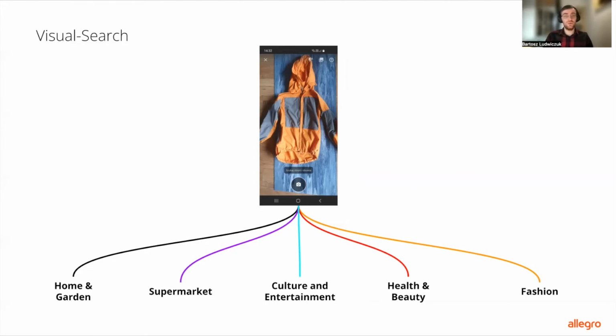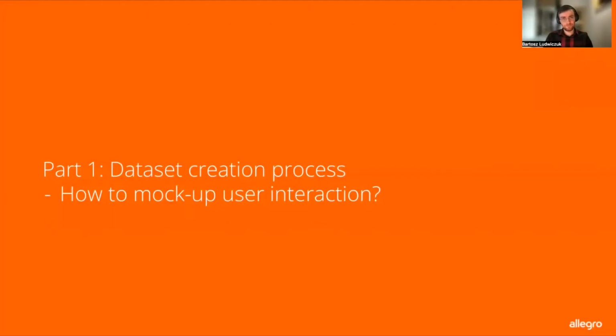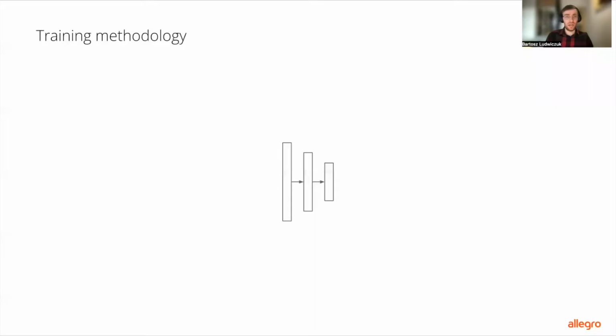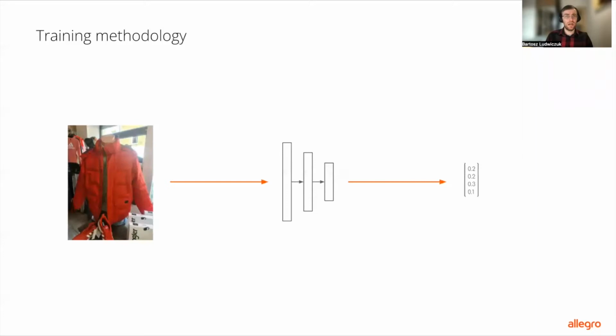Now, let's move to the first topic. The first part of the presentation will present the pipeline for the artificial dataset creation for training the model for the visual search engine. Let's start with explaining what kind of data we need to train the model. Our main idea is to create embeddings from an image and have an index of all available offers while searching for the nearest neighbor.